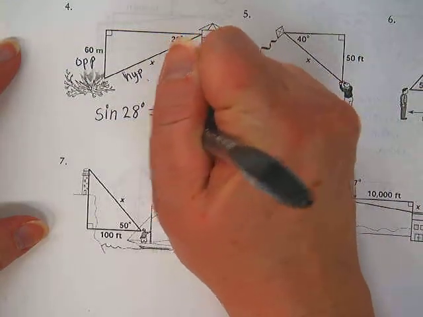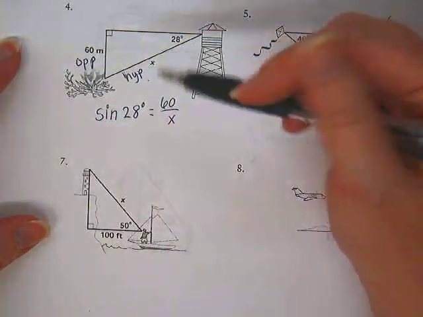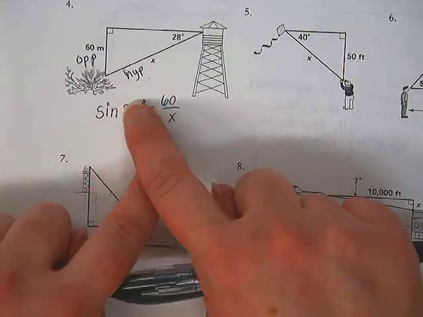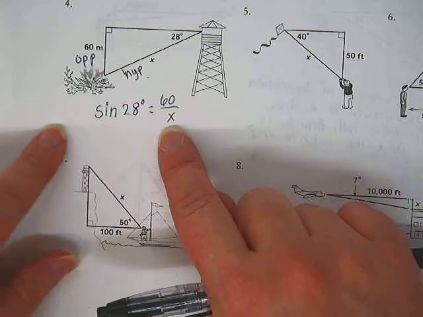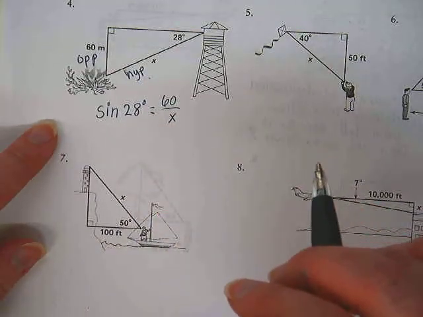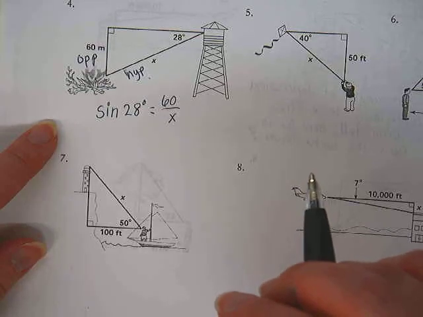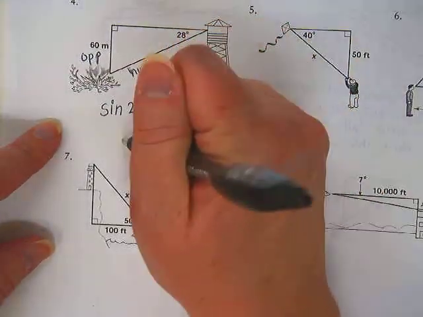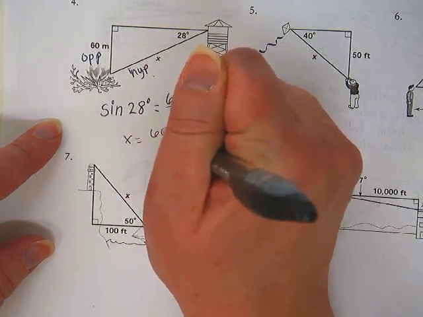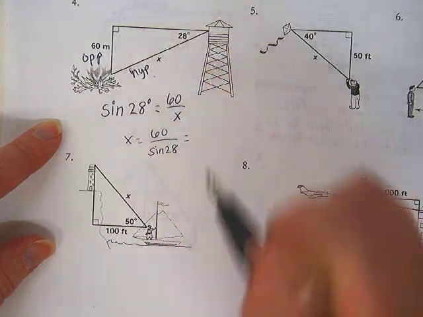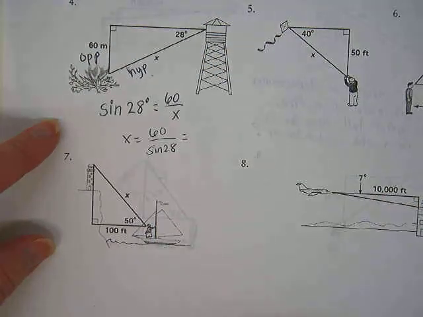Isn't it opposite over hypotenuse? So it'll be 60 over x, and we learned that when the x is on the bottom, we divide. So it's kind of like these are going to trade places. So those of you that did not finish worksheet 5 and you're not sure how to, this is the next step. Please listen. So these two trade places, so we have x equals 60 divided by the sine of 28.